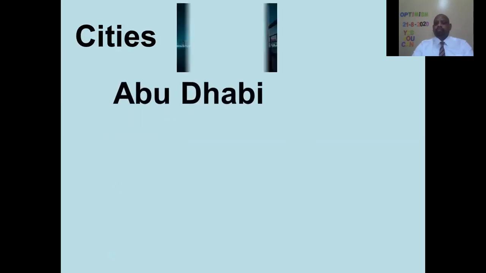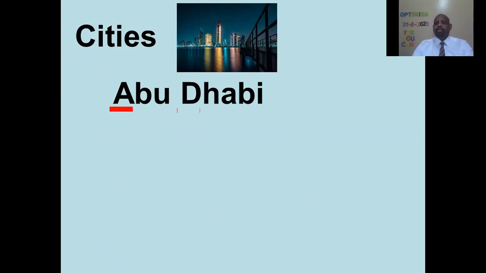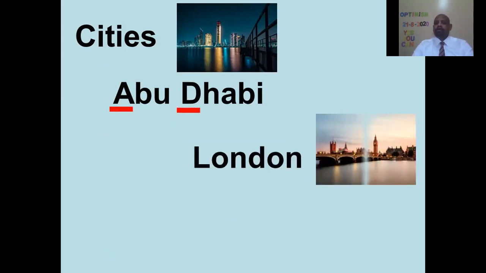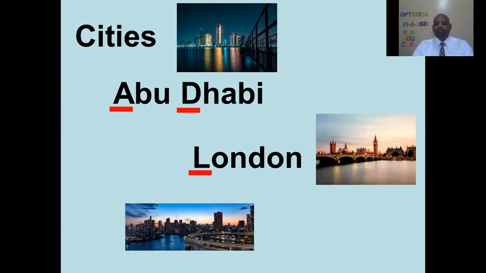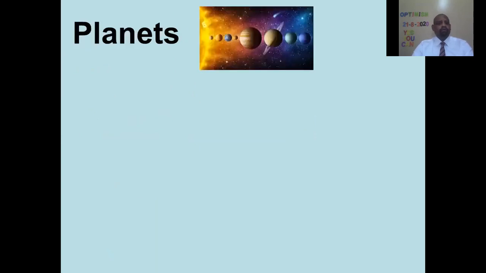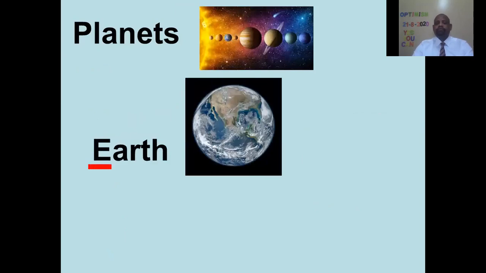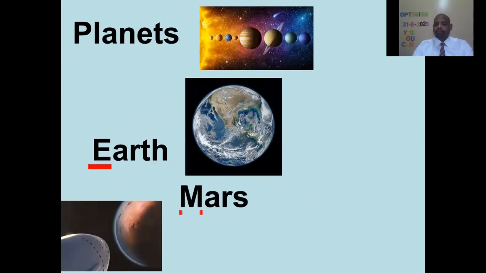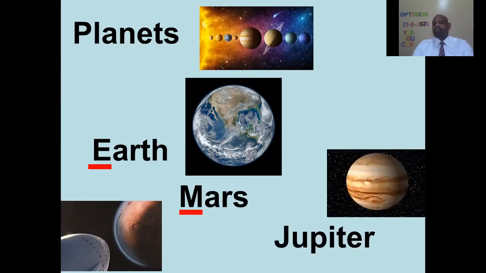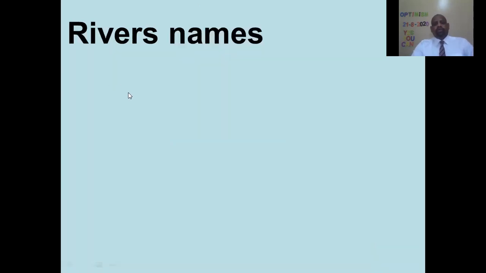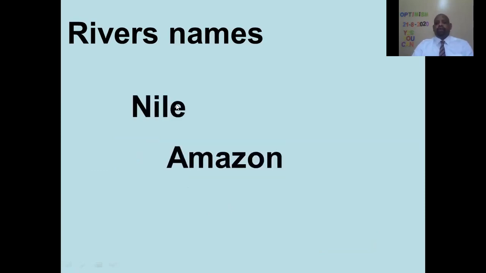City names like Abu Dhabi, capital A, capital D, London, capital L, and Tokyo, capital T. That's good. Planets, the solar system, the Earth, capital E, Mars, capital M, Jupiter, capital J, and so on. That's good. River names like the Nile, the Amazon, capital N, capital A.